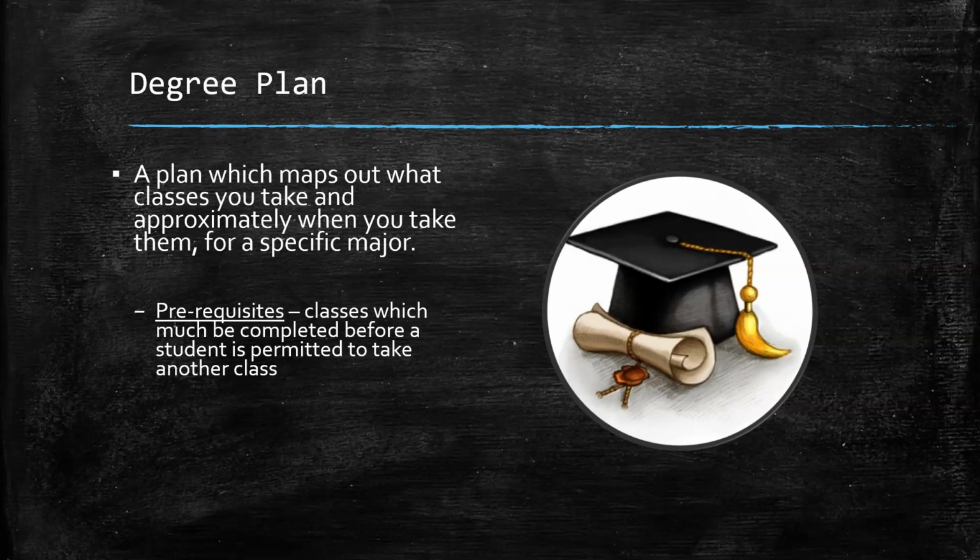So you can move classes around time-wise as long as there are no prerequisites to get into a class. So prerequisites, you see the definition there, those are classes that you must take before you take another class. So a generic example we can all relate to, you can't take a calculus class until you have taken college algebra. So any prerequisites will be listed in your course catalog and also in the course description.